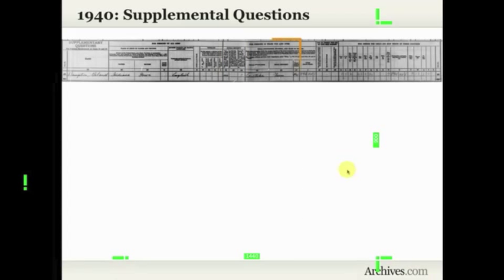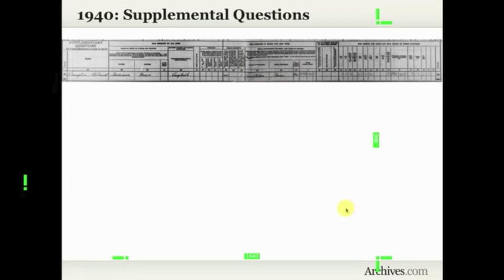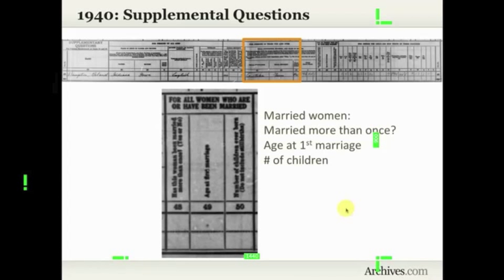A little bit more information about occupation, including the class of worker. Were they earning a wage? Were they working piecemeal? And again, the codes that are used to describe the workers are located at the very bottom of that census page. And for women who were married, it asked if she had been married more than once, what was her age at that first marriage, and how many children had she given birth to.